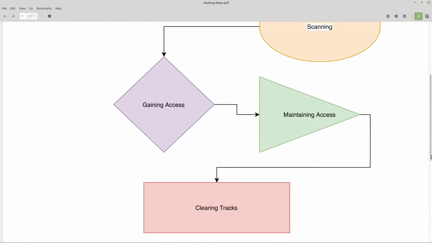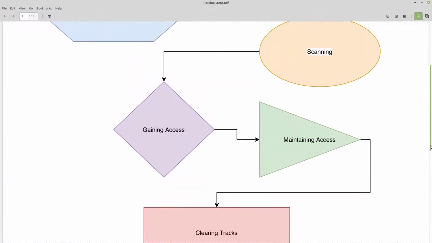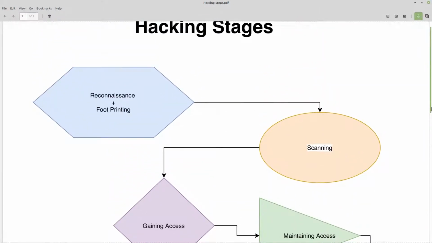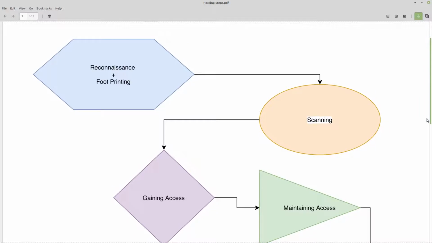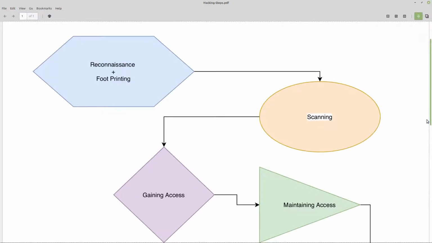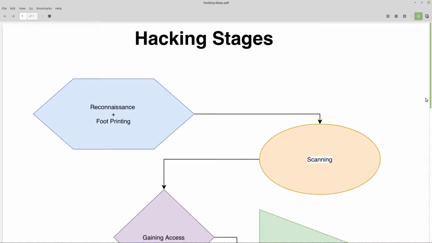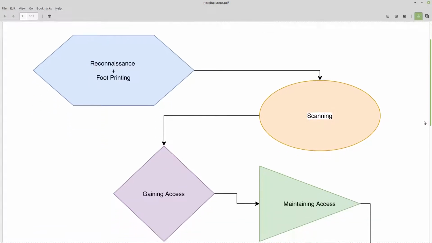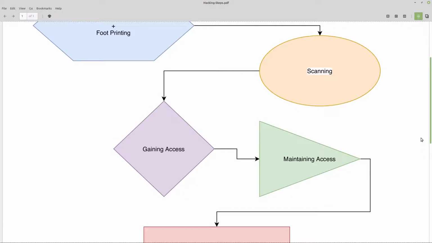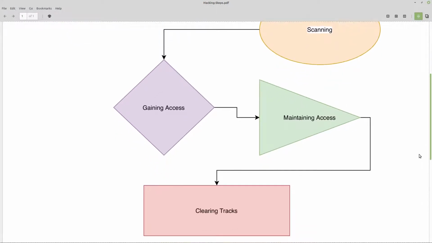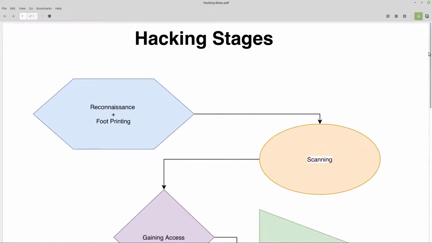So these are the stages of hacking. I can see that my diagram is not very good, but this will explain to you how things work in the world of hacking: reconnaissance, then scanning and enumeration, gaining access, maintaining access, and clearing the tracks. So these are the five stages. Today we are going to take a look at basic information about what reconnaissance and footprinting is.